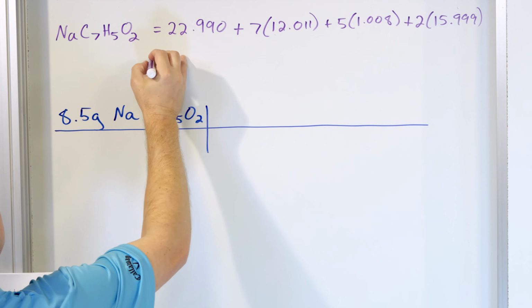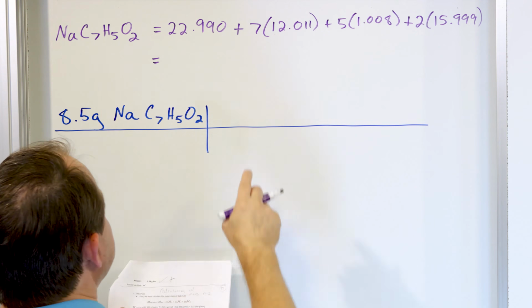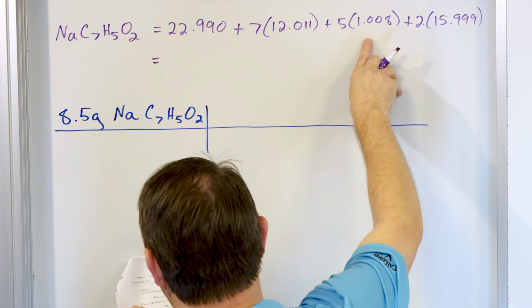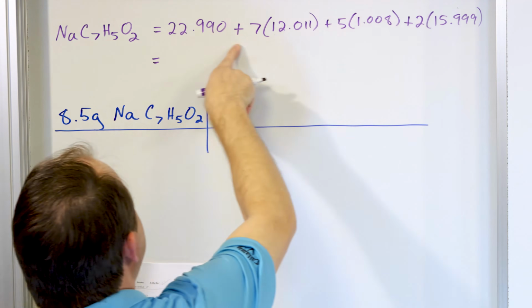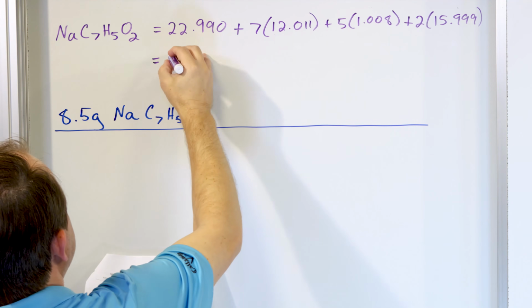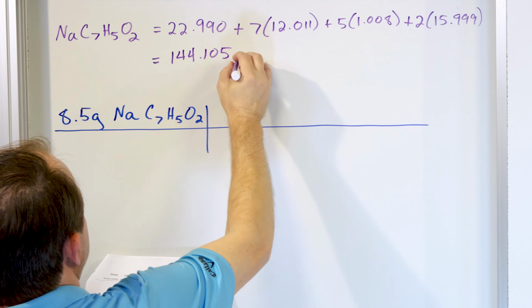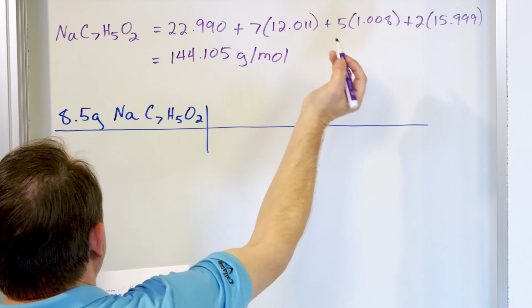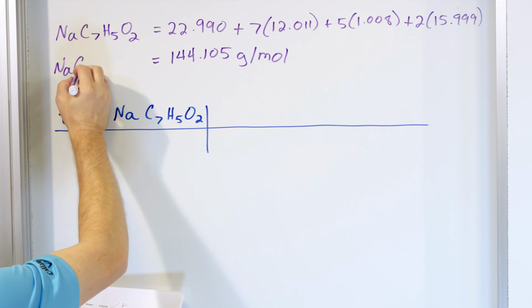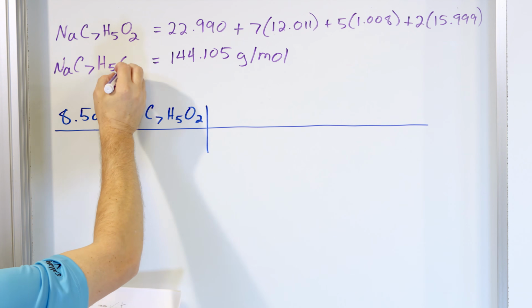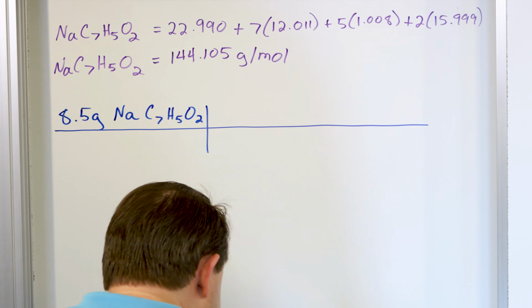All right, now whenever we do the multiplications and addition, 7 times this number, and 5 times this number, and 2 times this number, and then add all the numbers up together, we get 144.105 grams per mole. Of what? What are we talking about? Well, it's NaC7H5O2.